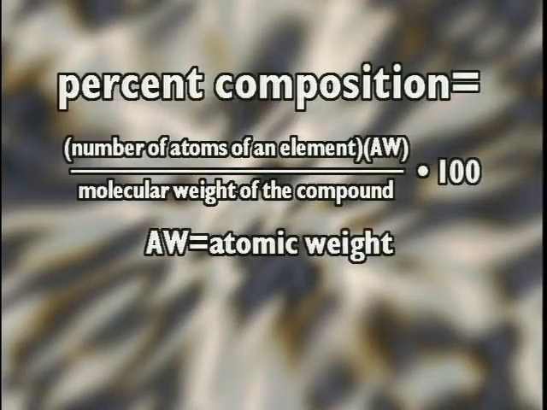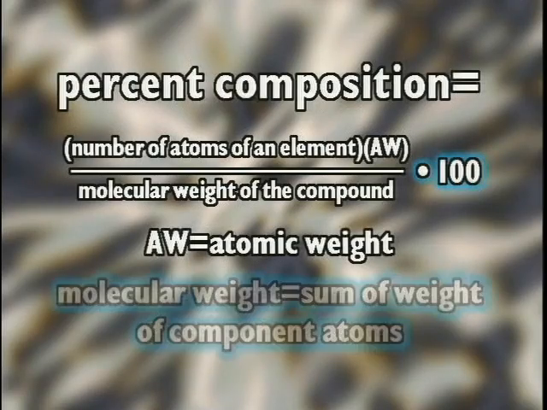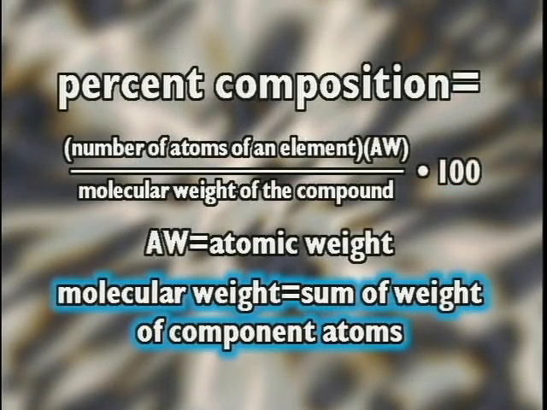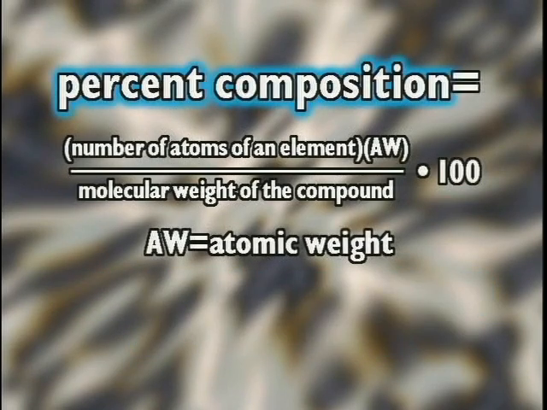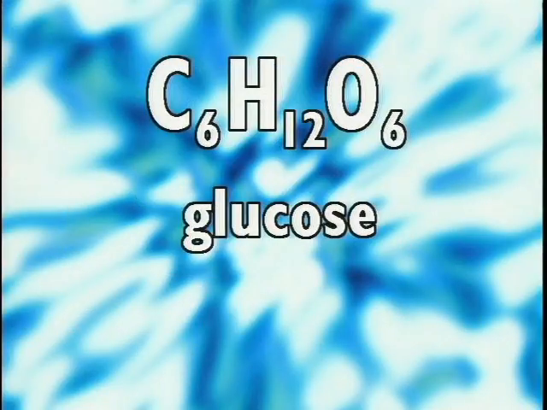Here's the formula. Take the number of atoms of one element in a molecule, multiply it by the element's atomic weight, divide that quantity by the molecular weight of the compound, then multiply the whole deal by 100. To find the molecular weight, add up the masses of the component atoms the same way we just learned. Now let's find the percent composition of the elements in the compound glucose. First, let's find the molecular weight of glucose.